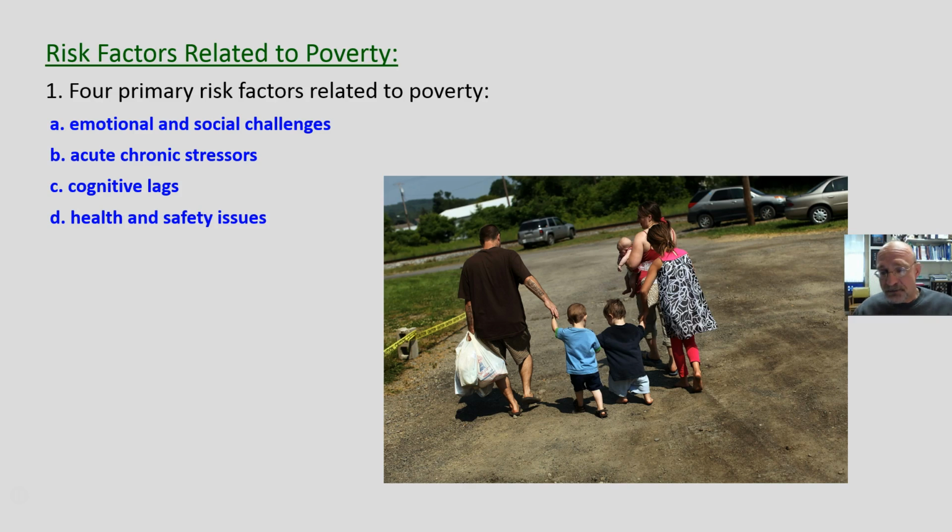Why are we concerned about poverty? Well, for a lot of reasons, but for children and in education specifically, poverty is related to four risk factors. It is related to the children. Now, with children, this is the focus: emotional and social challenges, acute chronic stressors, cognitive lags, and health and safety issues. And we will be looking at this.